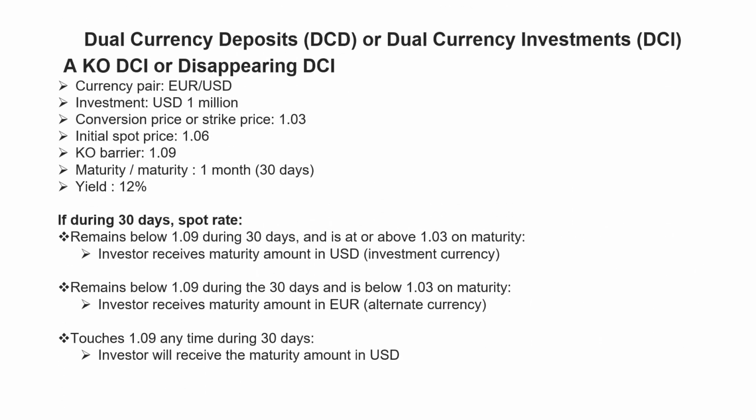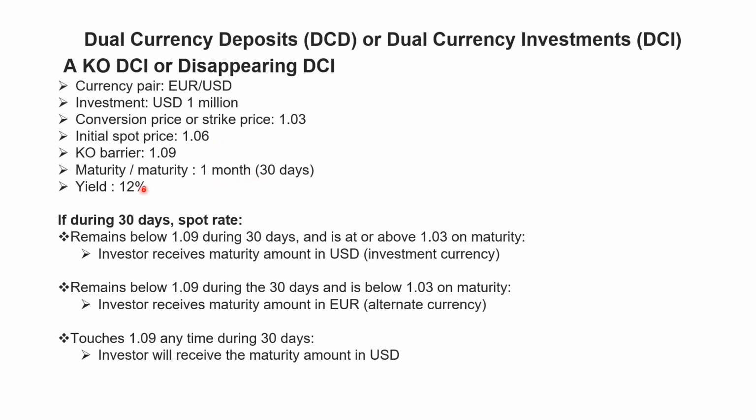Let's consider an example to understand the disappearing DCI. Let's take the example of the currency pair Euro-USD. The investment is USD 1 million. The second currency is the investment currency. The conversion price or the strike price is 1.03, which is below the initial spot of 1.06. The disappearing DCI has a KO barrier or a knockout barrier at 1.09, which is above the initial spot price. The maturity is 1 month or 30 days.